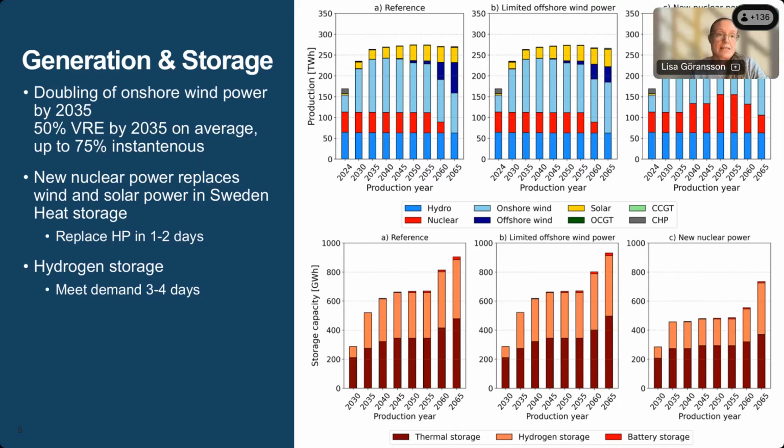We can also see that when we have large-scale heat pumps, which meet the demand for heat in district heating systems, we also want to accompany these with large-scale heat storages, such that we can avoid heat pump operation in the range of 1 to 2 days. And if we have then new nuclear capacity coming into the system, we have a little less of storage investments.